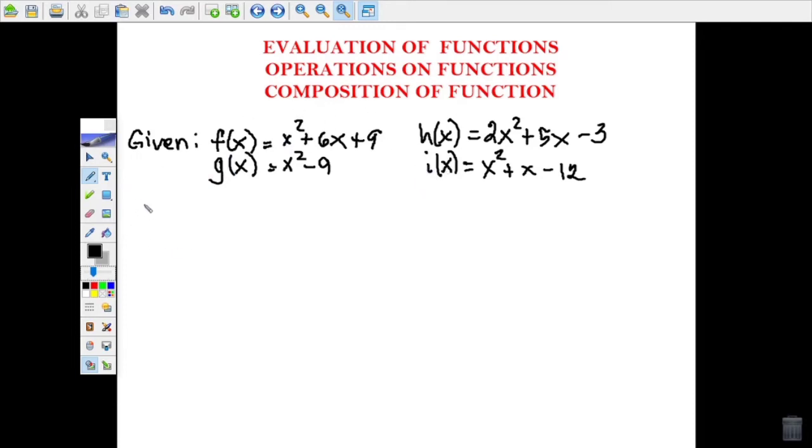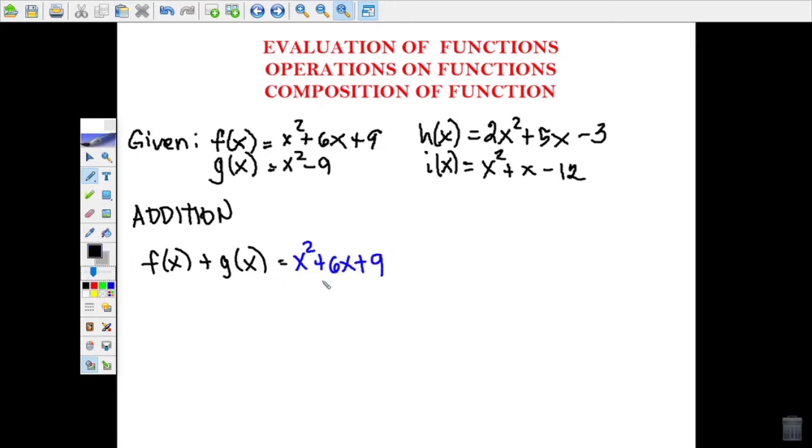So, we have addition. For example, I will add f of x plus g of x. So, ang unang gagawin is kopyahin lang si f of x. Ano ba si f of x? Okay, sige. Ibang kulay. Si f of x ay x squared plus 6x plus 9. Then I should add it to g of x. And si g of x ay x squared minus 9.